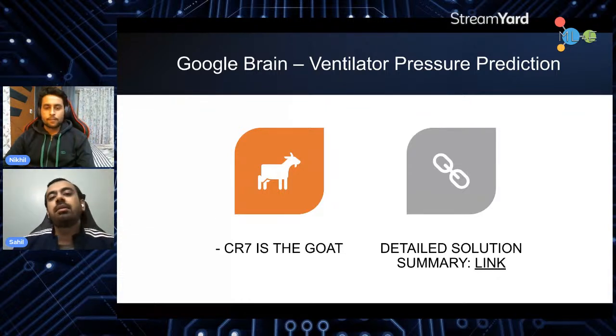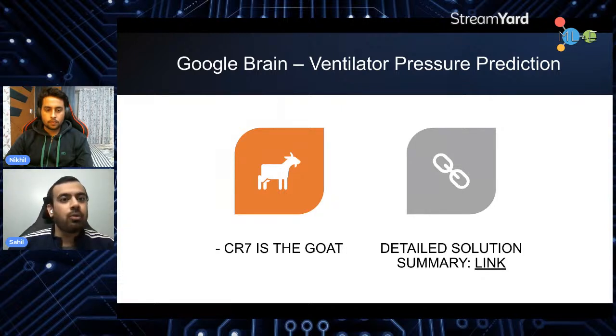So we participated in this competition, which was organized by Google Brain, and the competition name was Ventilator Pressure Prediction. We participated as a team under the team name of CR7 is the GOAT. In case you want to go through a detailed solution summary, wherein we try to explain each and every point in detail as much as possible, there is a link here. We'll be sharing the PPT with you guys if that would be possible. If not, if we can share the link in chat, that would also be helpful.